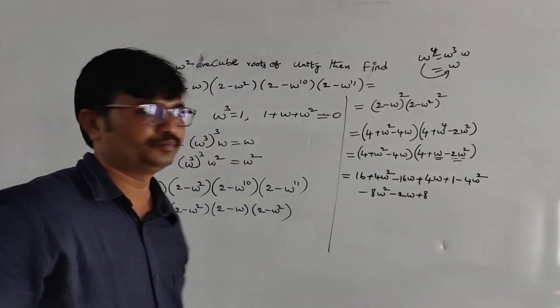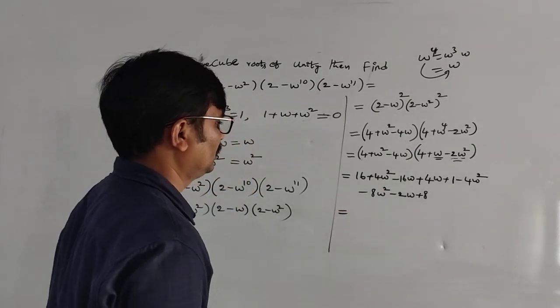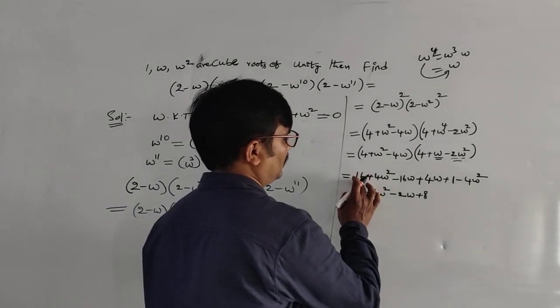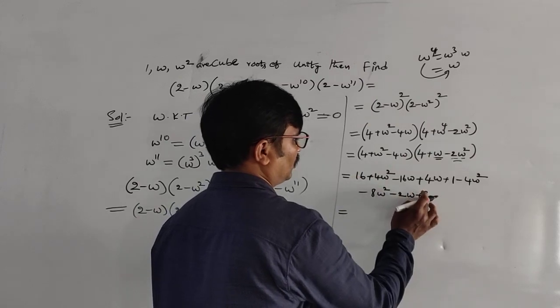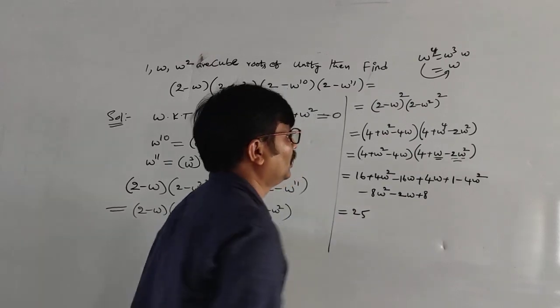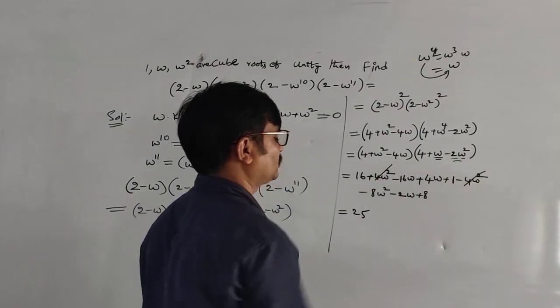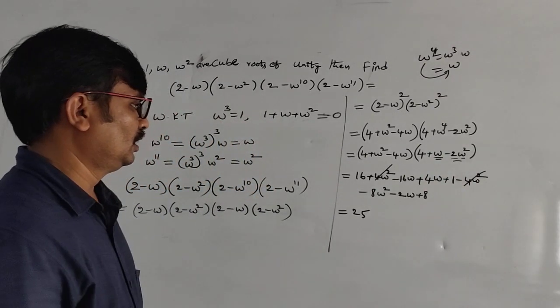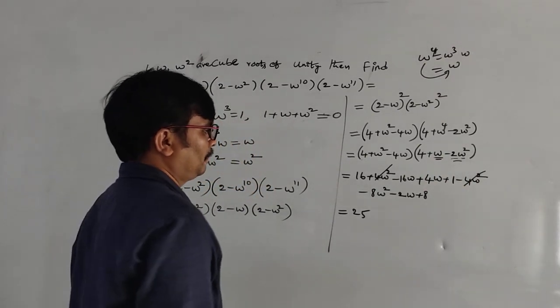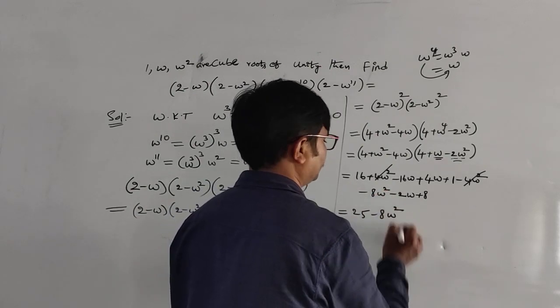Now this can be written as 16 plus 8, 24, 24 plus 1, that is 25. 4 omega square minus 4 omega square cancel. After that, students, here the minus 8 omega square is there.